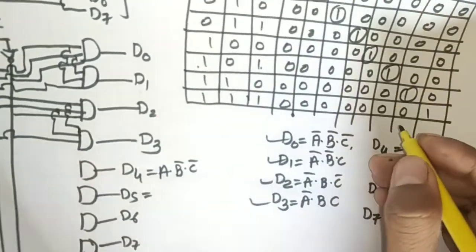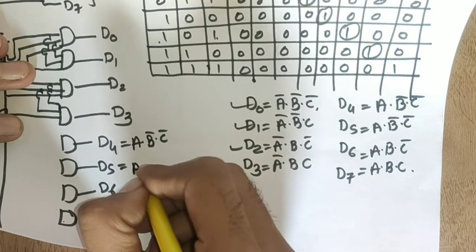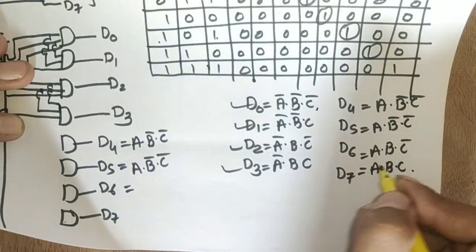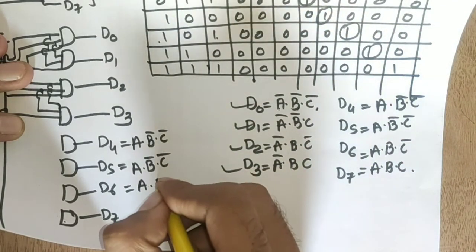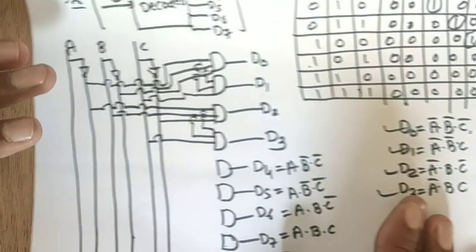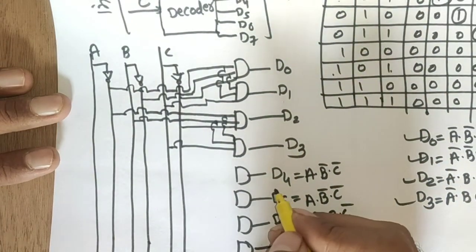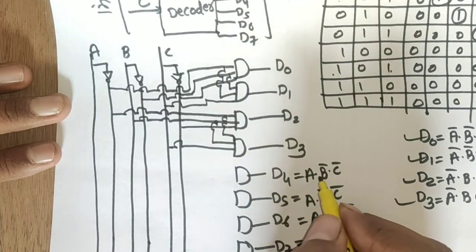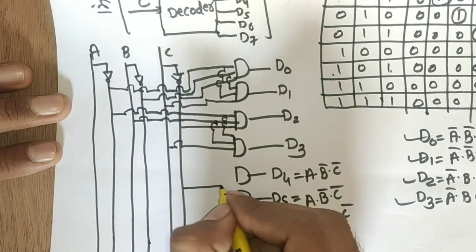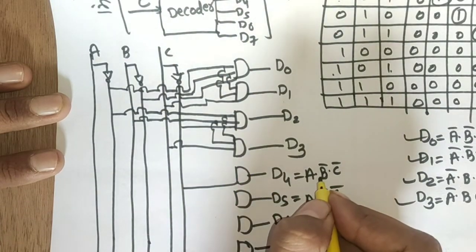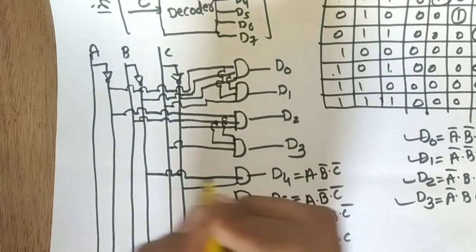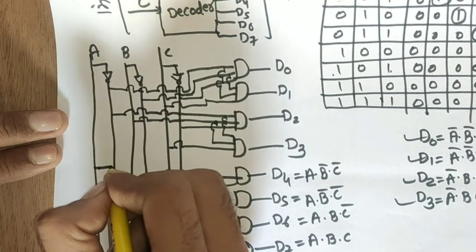So what is the value of D5? D5 is A dot B bar dot C. D6 is A dot B dot C bar, and D7 is A dot B dot C. So now give the input of D4. Now D4 is A dot B bar dot C bar. So this is the C bar, this is the B bar, and A is given. So this is the A.